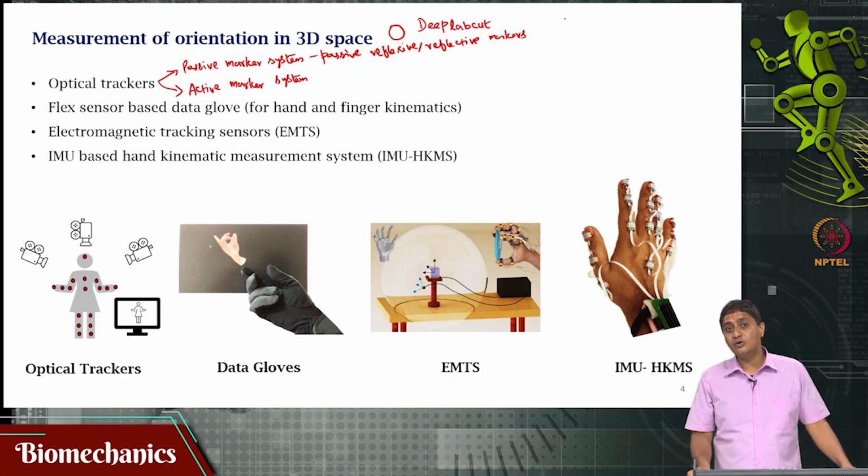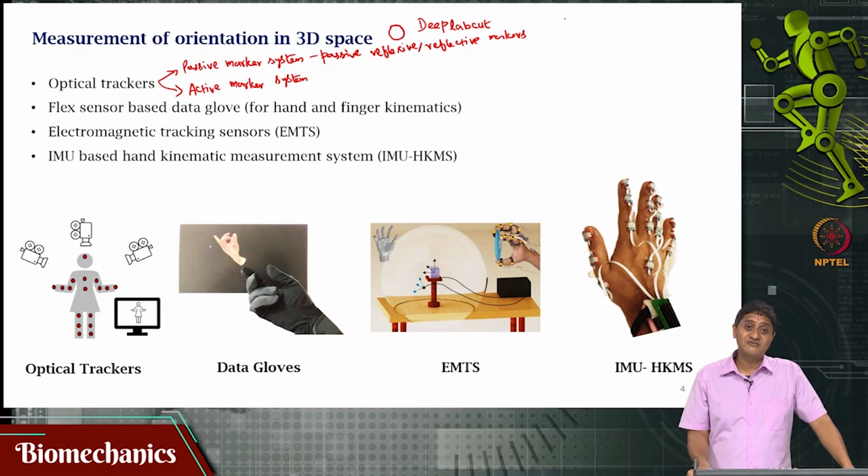Or the other idea could be that I can have individual markers that come with their own battery. In this case, there will be no cables, but the disadvantage is that each of the markers will be bulky, so it cannot be put on small parts of the body such as fingers. There are many challenges, both for passive reflexive markers and for active markers. You will have to make the choice as to which one you want.